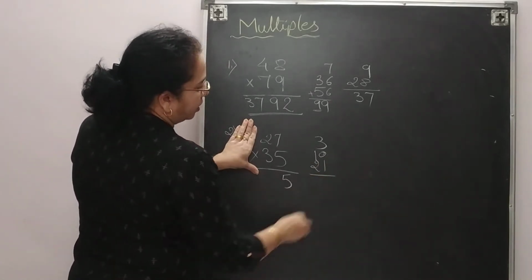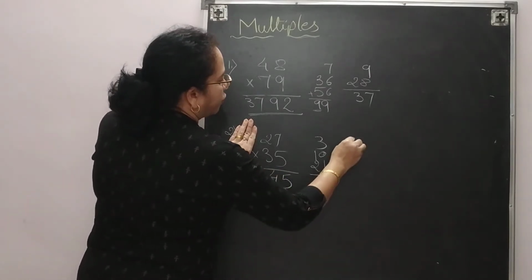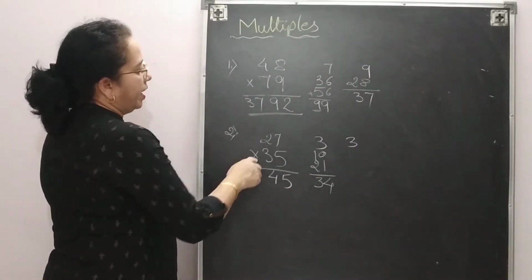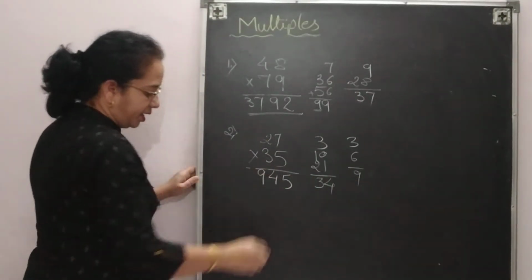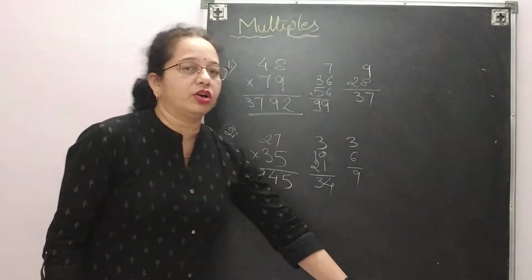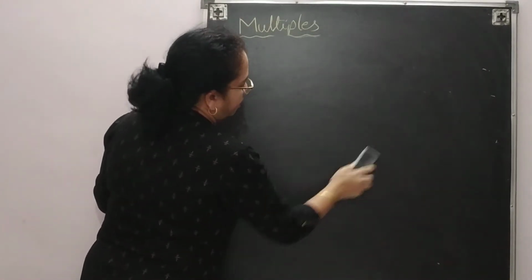You will get here 34. So write 4 here. 3 will be the carry over. And now 3 2s are 6. So 6 plus 3 will give you 9. So write down 9 here. 945. Okay, I will take one more example.